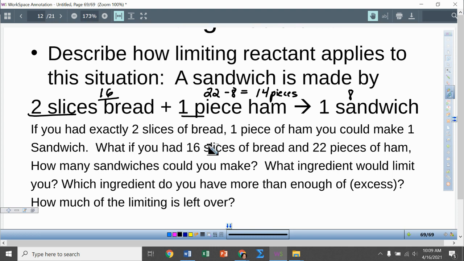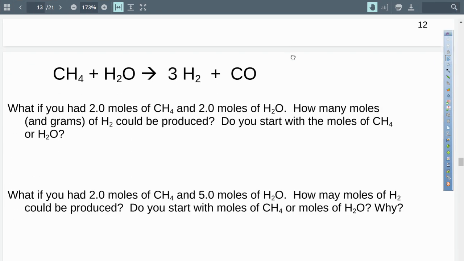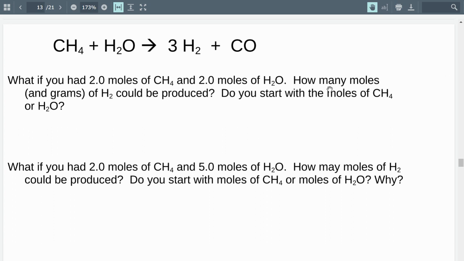Now, here's 14 pieces of ham still sitting there thinking, hey, I'd like to make a sandwich here. But I don't have any bread. So sandwich making is over, all right? The limiting reactant is bread. There's no limiting reactant left over. We're going to use up 8 pieces of ham, meaning I have 14 pieces of ham left over because that was my excess reactant. This was my limiting. And my limiting is going to tell me how much product I make. Okay, so let's take a look here and just apply it to chemicals, which are not as fun, but they work.